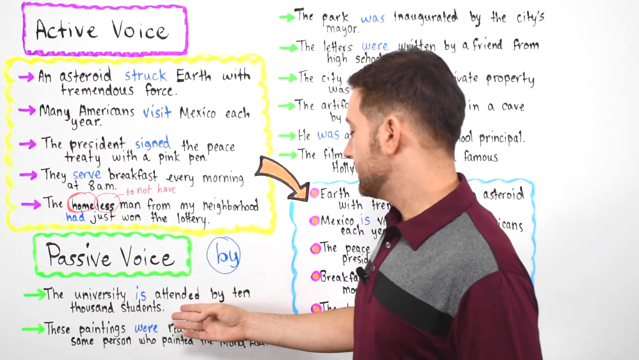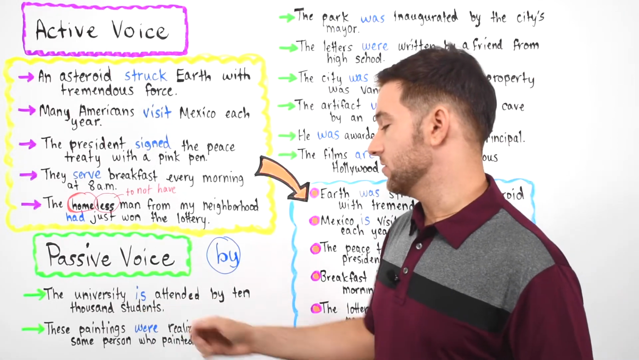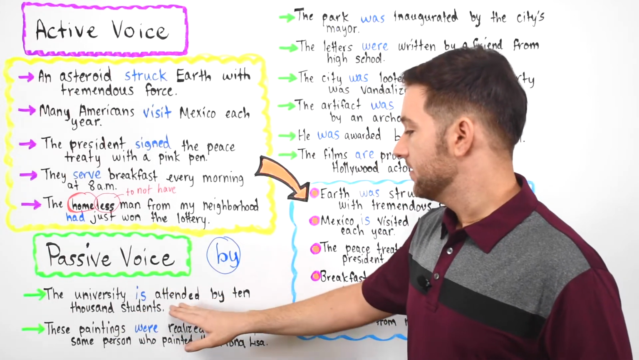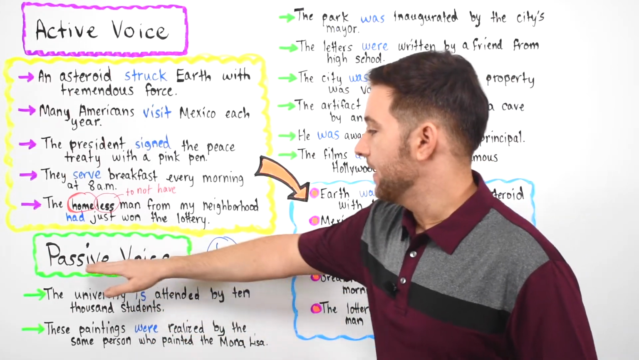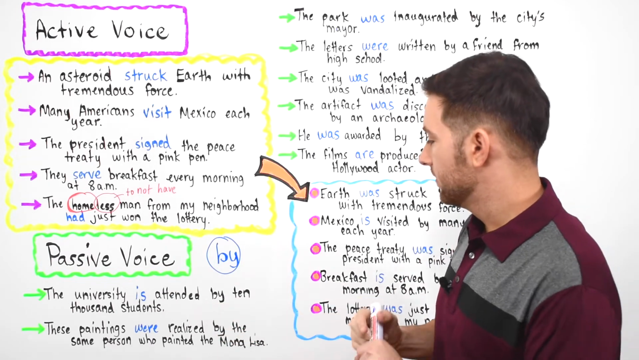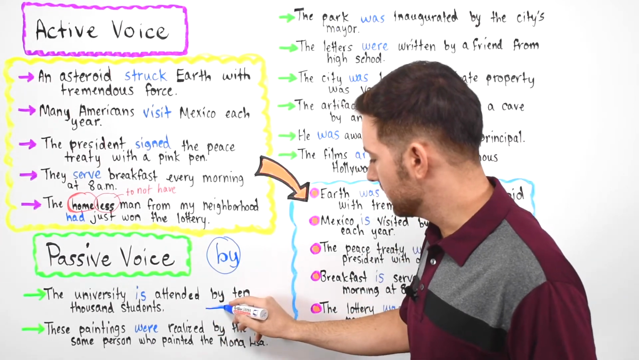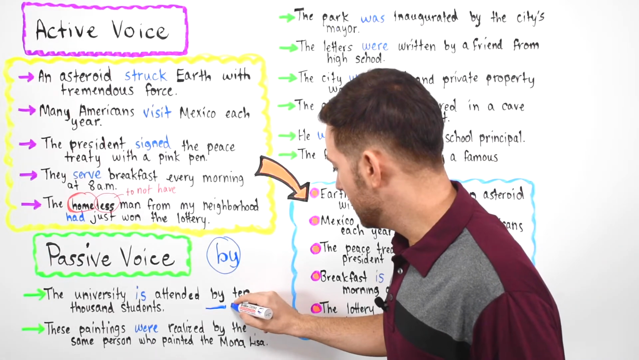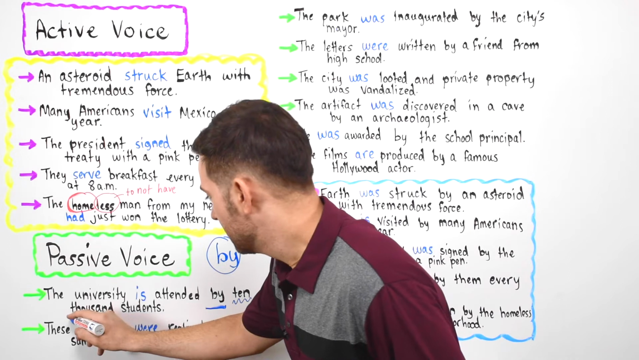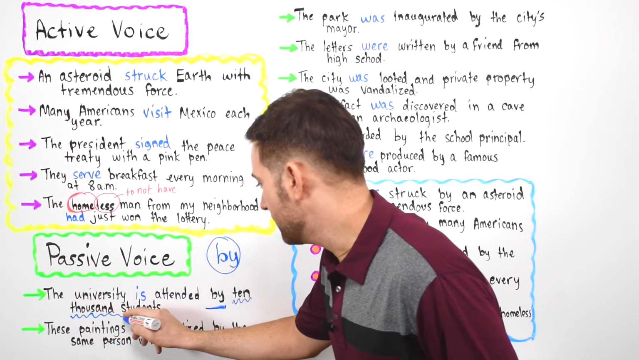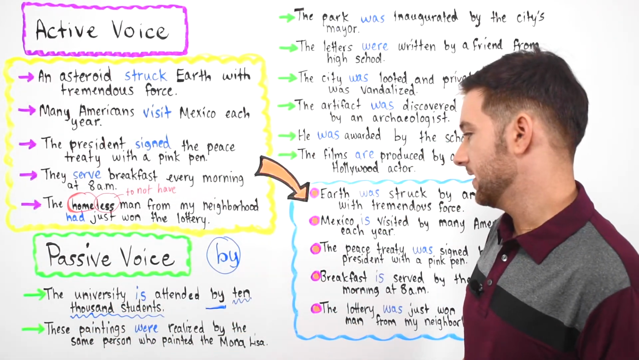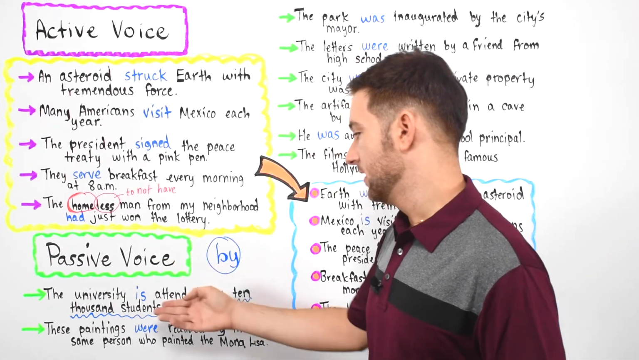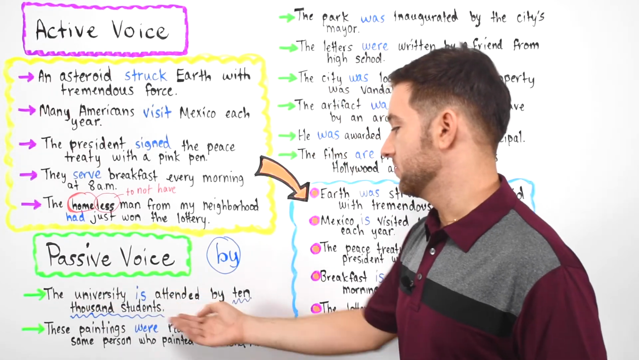So let's go ahead and take a look at some of the examples. The university is attended by 10,000 students. So the subject is the university in this case. "Is attended" is passive voice. By, right? So we have "by" right here, which is introducing the agent. And what is the agent? The agent in this case is the students. The 10,000 students are the agent, okay? So they are performing the action essentially on the university because the university receives 10,000 students.